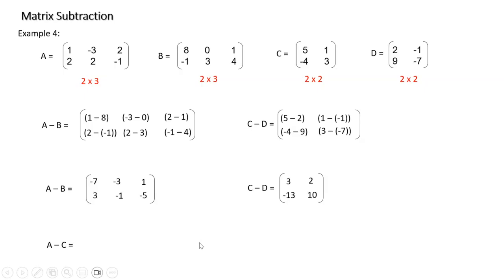Can we do A minus C? Again, this is not possible because matrix A is a 2 by 3 and matrix C is a 2 by 2. So this is not possible because they're not the same size.